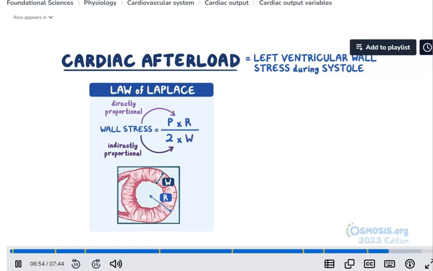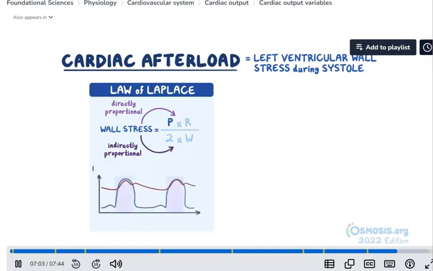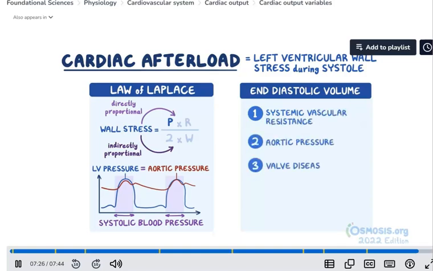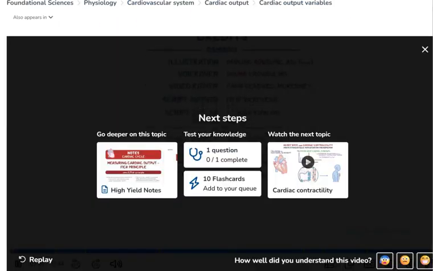But for simplicity's sake, we say that the left ventricular wall stress during ejection is proportional to left ventricular pressure during ejection. And if we assume that left ventricular pressure during ejection is equal to aortic pressure during ejection, then we can say that left ventricular pressure during ejection is equal to what we commonly know as systolic blood pressure. Finally, factors that affect the left ventricular afterload include systemic vascular resistance, aortic pressure, and valve diseases such as aortic stenosis and mitral regurgitation. And then we'll go back to the regular lecture.